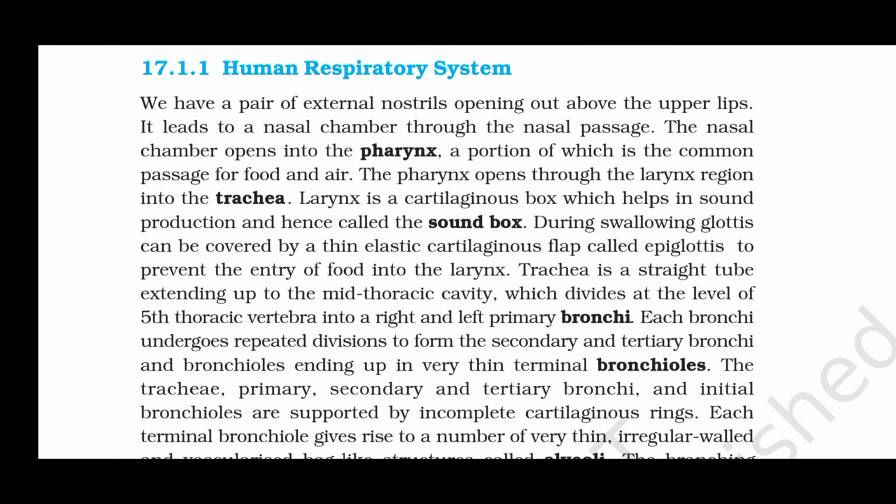Human respiratory system. We have a pair of external nostrils opening out above the upper lip. It leads to a nasal chamber. Through the nasal passage, the nasal chamber opens into the pharynx, a portion of which is the common passage for food and air. The pharynx opens through the larynx region into the trachea. Larynx is a cartilaginous box which helps in sound production and hence is called the sound box.